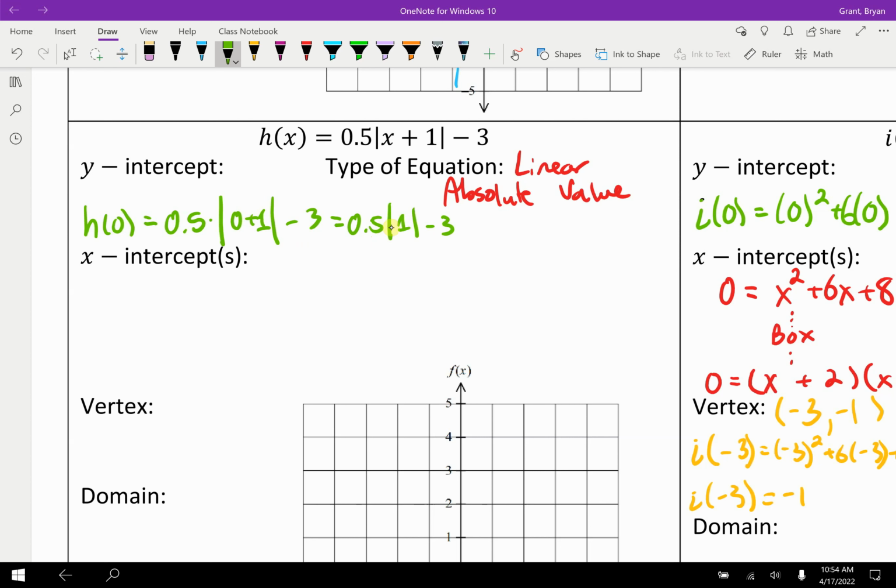So absolute value is always going to make whatever's inside positive. So the absolute value of 1 is just plain old 1. So I changed it to parentheses, and I applied the absolute value. Last but not least, we have 0.5 times 1. That's 1/2, or 0.5 minus 3. That's negative 2.5. You can check my math later on if you'd like.